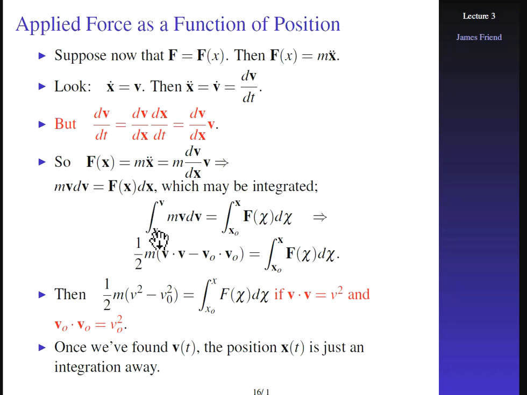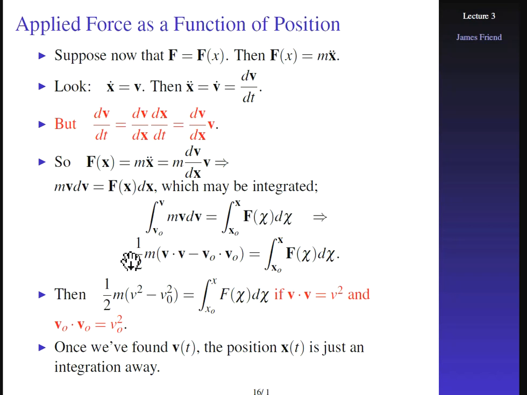We can integrate both sides, the left-hand side from v0 to v, and I should have used a dummy variable here. I'm sorry, this should be something other than v. mv dv, for example, from v0 to v, and then the right-hand side, F(chi) d chi, and chi here is a vector still, and that goes from x0 to x. This v0 and x0 are like the initial velocity and position that we're looking at, and then v and x are the final velocity and position, respectively.